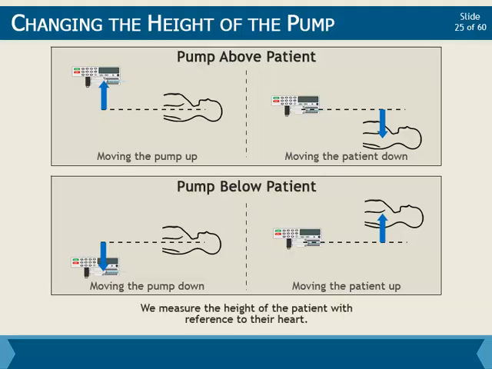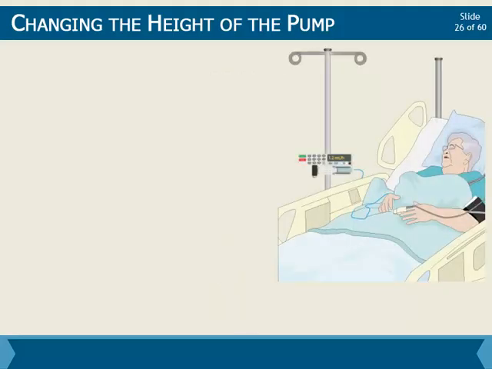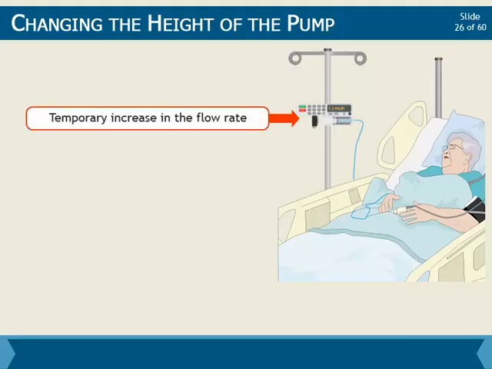We measure the height of the patient with reference to their heart. Gravity affects the movement of fluids the same as it does solids. When flowing downwards from a height, fluid can flow more quickly, whether coming from a bucket, waterfall, or syringe pump. Therefore, when the setup is suddenly changed such that the syringe pump is positioned above the patient, there can be a temporary increase in the flow rate.